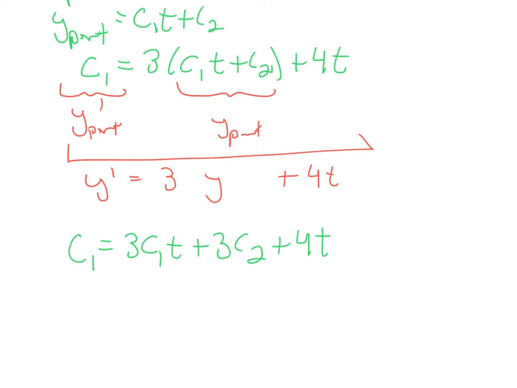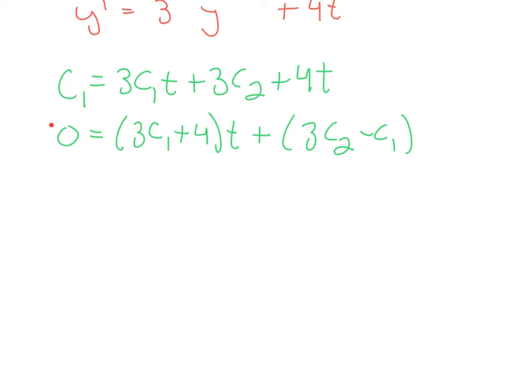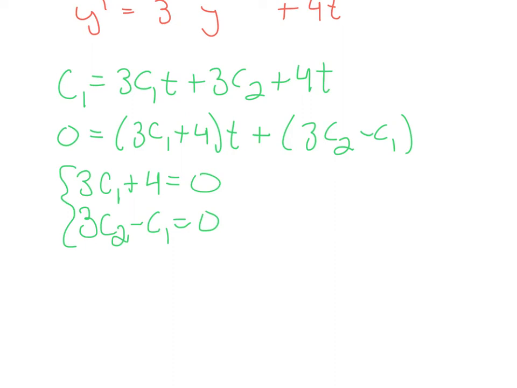And a little bit of rearranging here. So let's see, I'm going to have 0 equals (3C1 plus 4) times t plus (3C2 minus C1). Well, now this linear function has to be equal to 0 at all times. This equals 0 has got to be true for all t's. So that tells me that 3C1 plus 4 is equal to 0, and it tells me that 3C2 minus C1 is equal to 0. So we've got two equations and two unknowns.